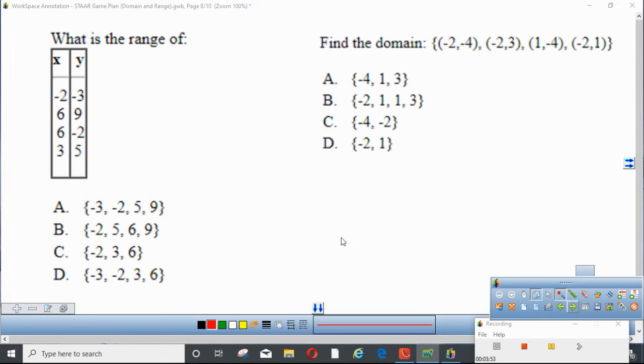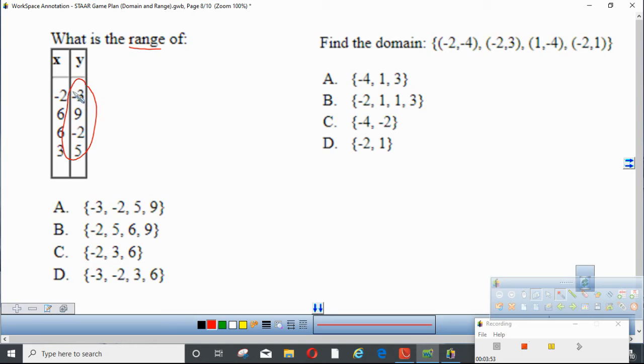Okay, so these are not pictures, and this is even easier. You can see my keyword right here is range, and range means it's the Y values. So all we're going to do is find the answer that has these numbers, but they aren't necessarily in the same order as these. So here's the easiest way to do this.